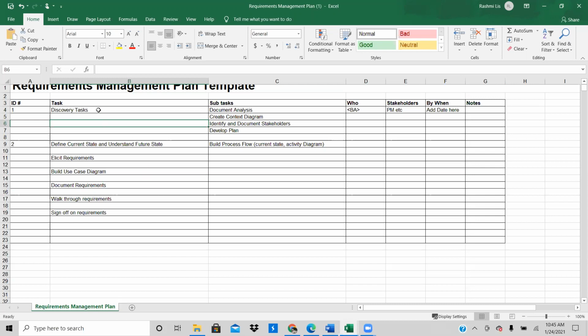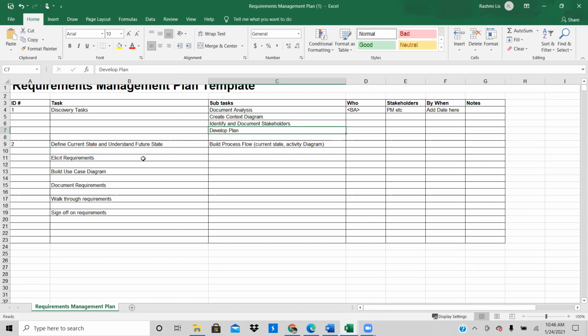So in this case, we went through discovery, right? So I put down discovery tasks, document analysis. In this case, you read through the materials that were provided to you, gathered the information, created the context diagram, identified and documented stakeholders, developed the plan. The next one, which we will be covering next week, is define current state and understand future state. Now, you may have a different approach, a different way of doing things, but it's always nice to put a plan together and the dates.